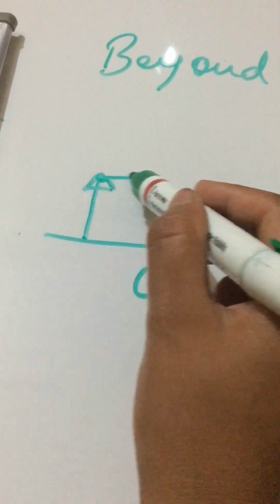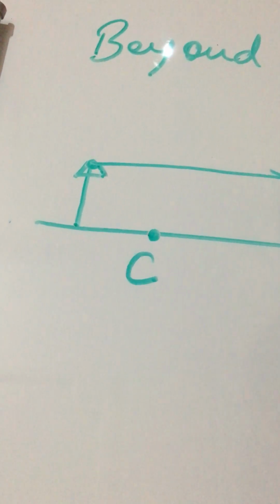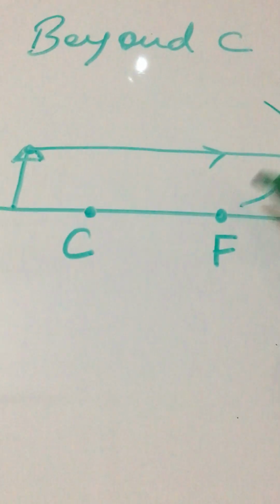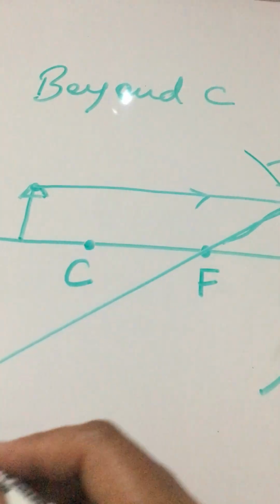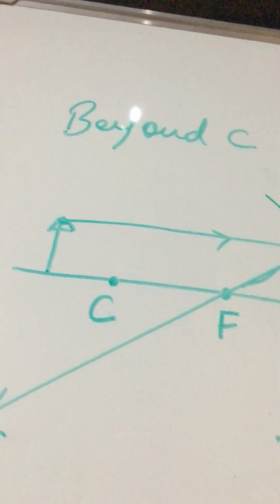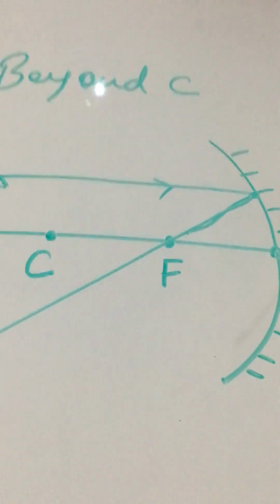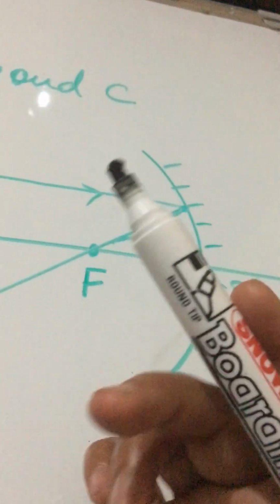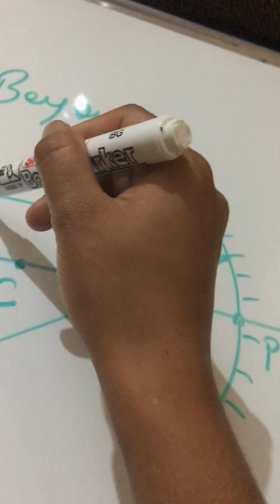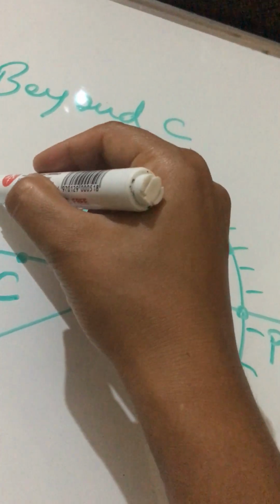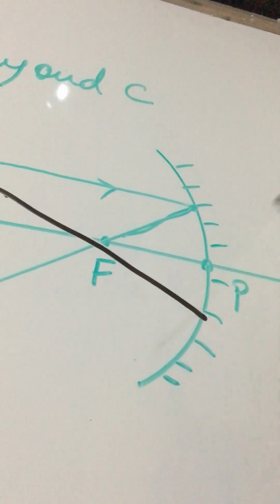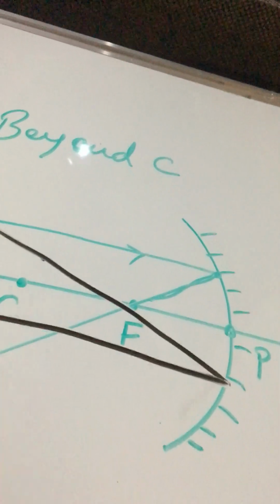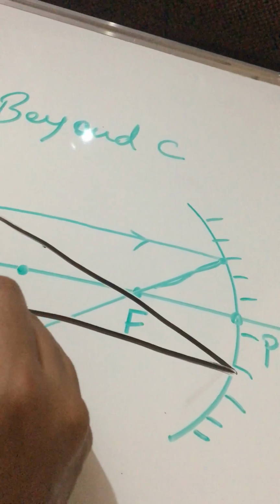From the tip, now apply the rule. Incident ray passing through the mirror, the reflected ray should pass from where? From the focus. We have used 1 rule. Let us apply another rule. We can apply rule number 2 for this case. The incident ray passing through the focus, the reflected ray should pass from where? It should be parallel.